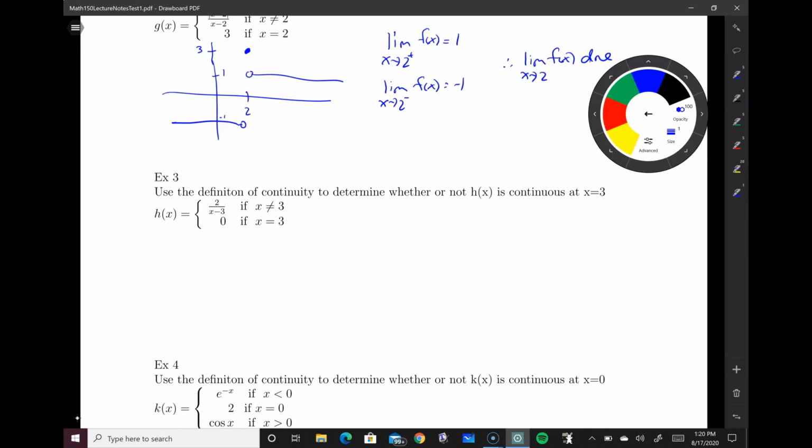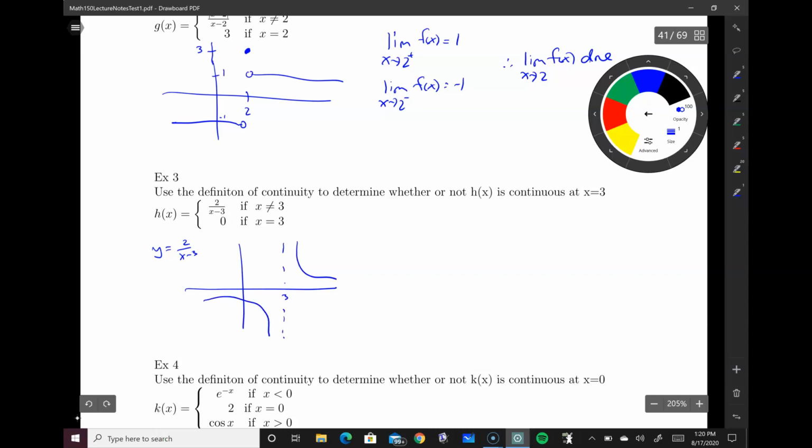All right, so I'm looking at this graph of y equals 2 over x minus 3. I know there's an asymptote here at 3. Here's the graph. And when x is 3, the y value is defined at 0. So if I take the limit as x goes towards 3 from the positive side of the function, I get infinity. That is not finite. So therefore, this function is not continuous at x equals 3.